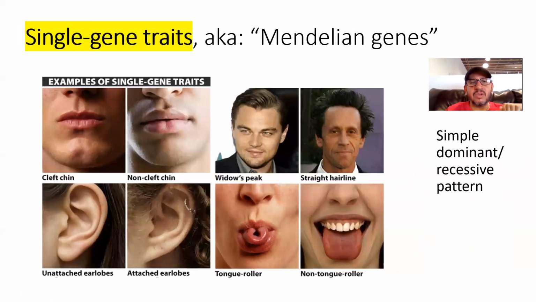All right, so there are some single gene traits in humans, also known as Mendelian genes. They are basically your cleft chin or non-cleft chin, your widow's peak or straight hairline, your unattached or attached earlobes, and your ability to be a tongue roller or a non-tongue roller. Those are all simple dominant-recessive traits found in humans, and you can see those in people. You've probably seen some people able to roll their tongue, and some people can't. That is all genetic, as are attached or unattached earlobes.